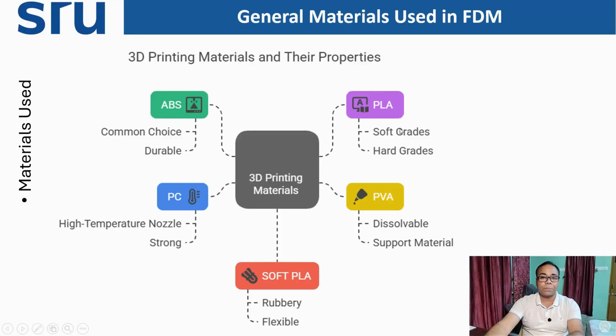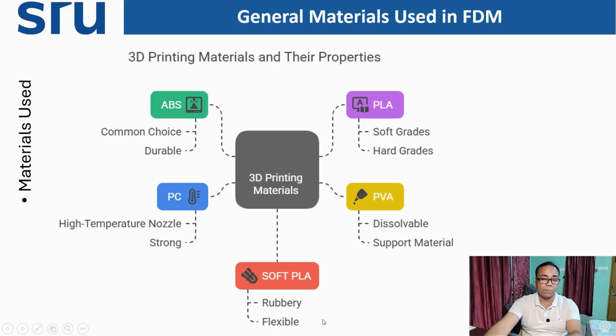So first is PLA material. It comes in forms like soft grade and hard grade, depending upon the application of the part: which part is required to be made, and what strength, hardness and other mechanical properties are needed. Based on that, one can decide whether to use the soft grade or hard grade material. Similarly, PVA material can be a dissolvable material or a support material. Similarly, soft PLA material is also available, a rubbery kind of material.